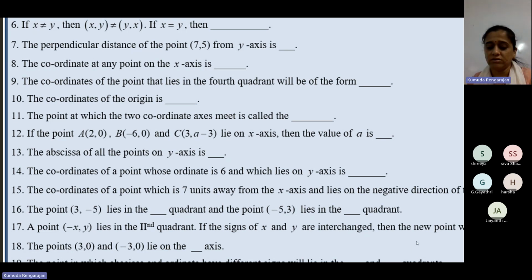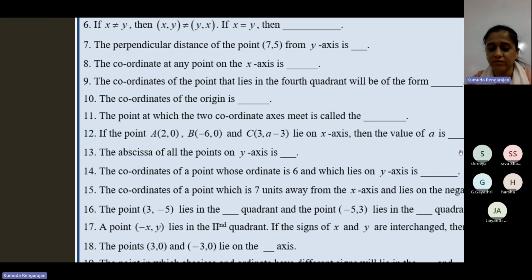I'll be writing down all the statements quickly. Taking a long time. Copy all the statements fast.